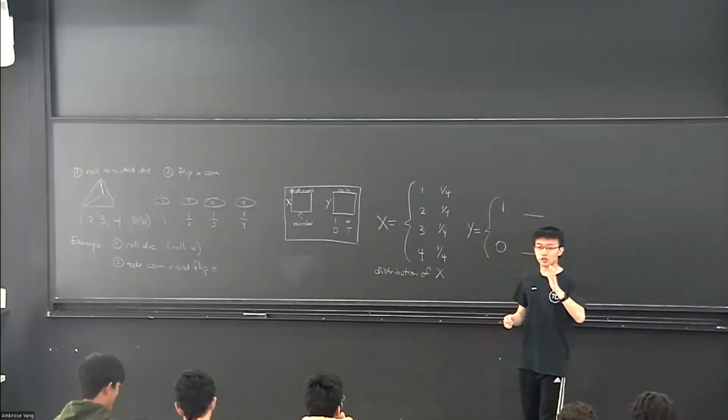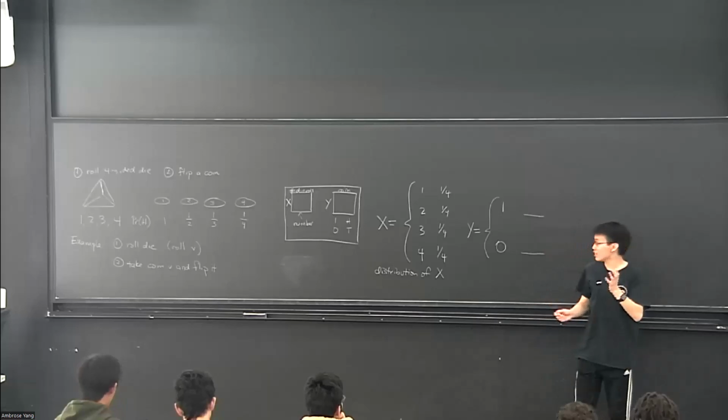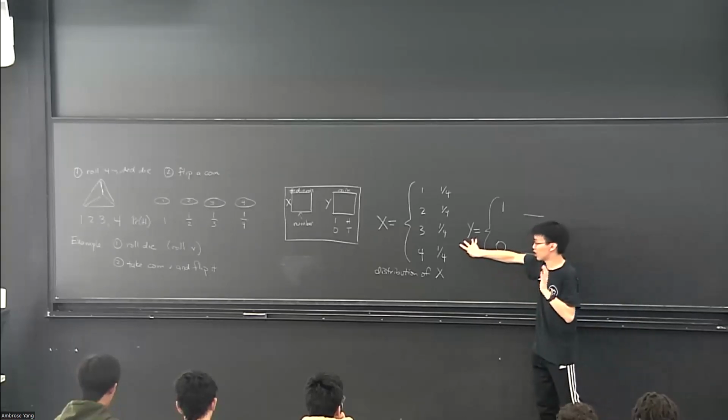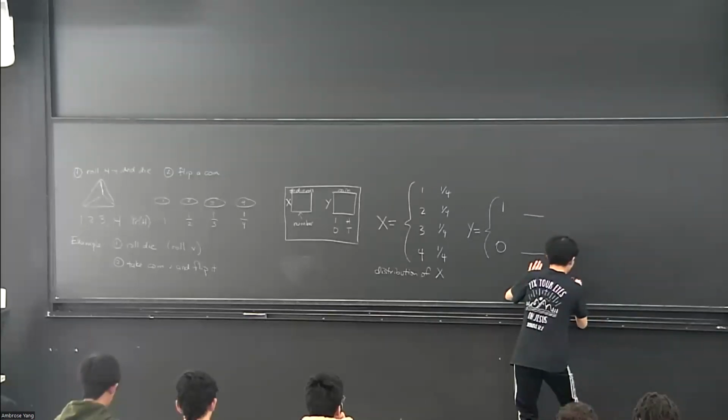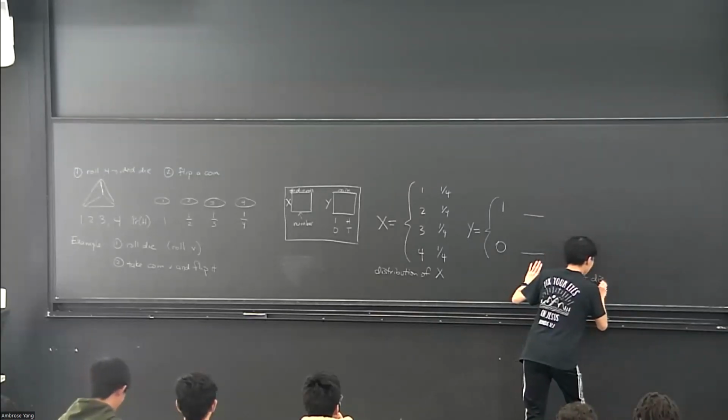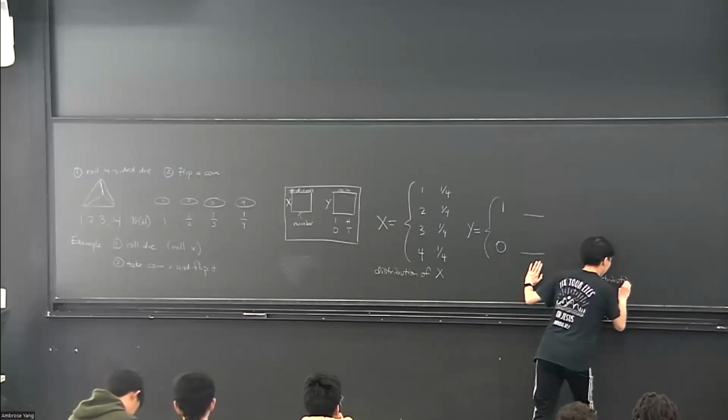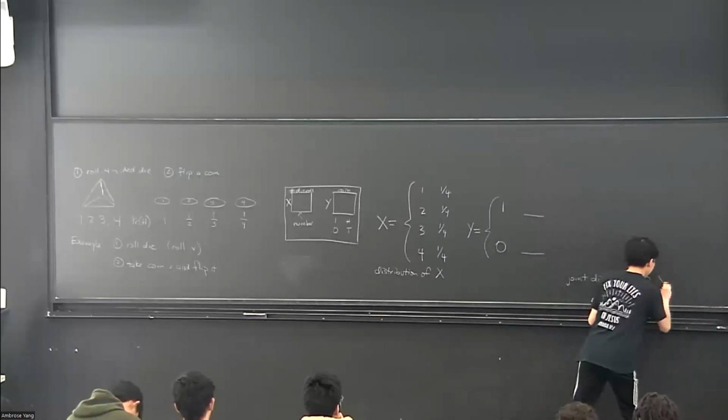So this brings us to, instead of finding the distribution of Y, let's now find the joint distribution of X and Y.